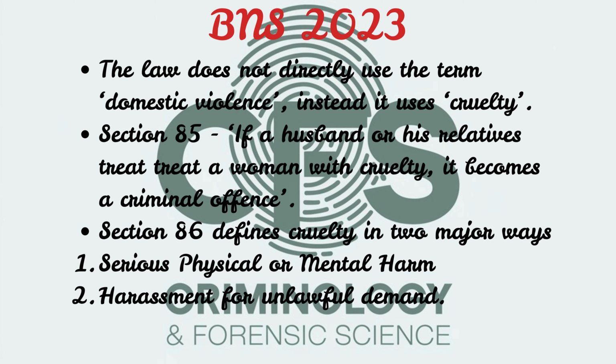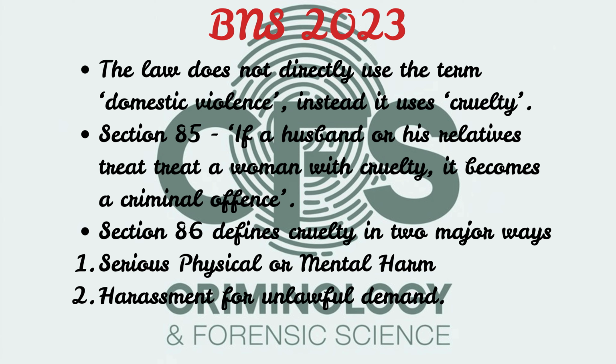Under this structure, the law punishes the husband and his relatives. This means that the law is mainly designed to protect married women within the household. The main aim of the BNS approach is to punish the offender and ensure justice. BNS mainly focuses on punishment and not immediate protection. For example, it does not directly provide shelter and does not give instant financial support.